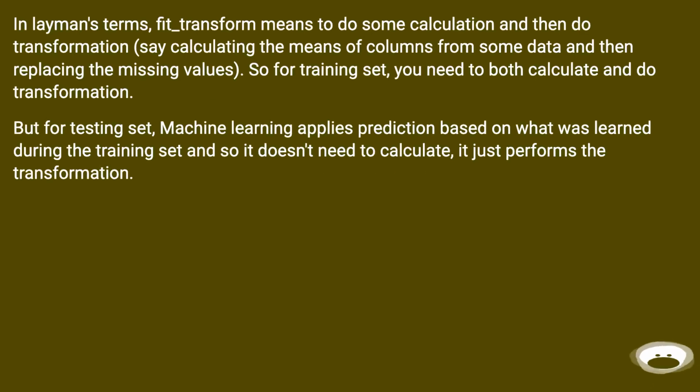In layman's terms, fit_transform means to do some calculation and then do transformation, say calculating the means of columns from some data and then replacing the missing values. So for the training set, you need to both calculate and do transformation. But for the testing set, machine learning applies prediction based on what was learned during the training set, and so it doesn't need to calculate, it just performs the transformation.